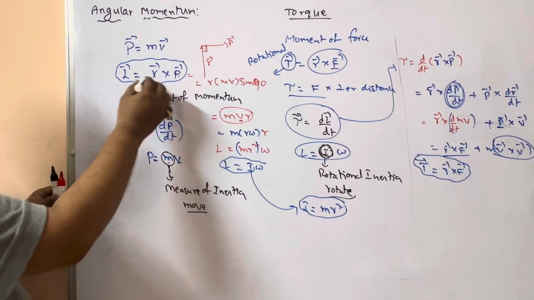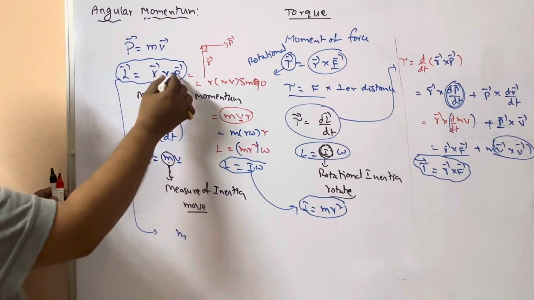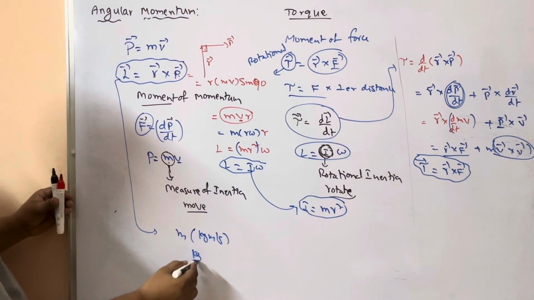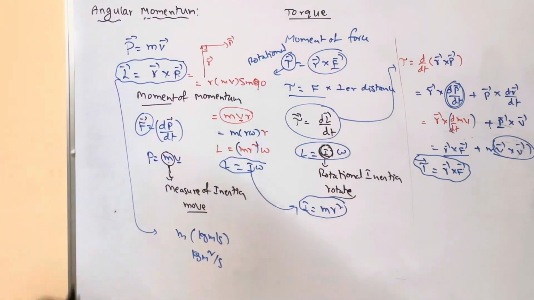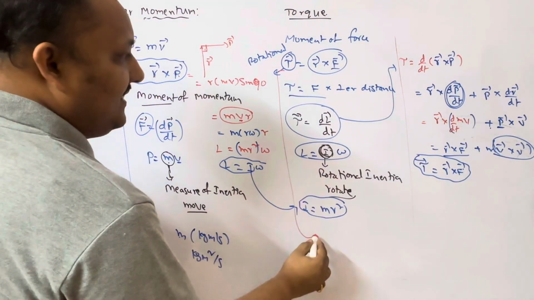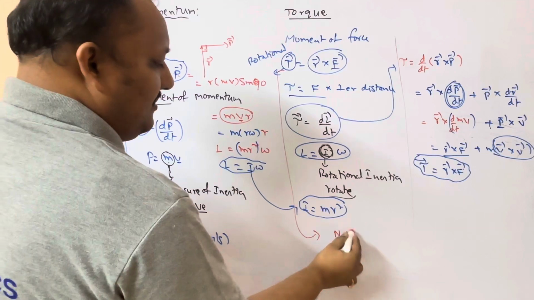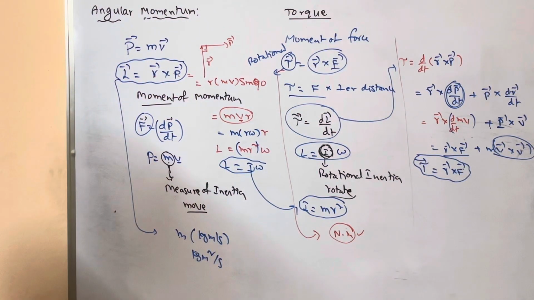If you want units for this: distance units meters, momentum units kg meter per second, so kg meter square per second. Dimension formula we can write. For torque, what are the units if they ask? Force units times distance units, Newton meter. It is like the work dimension formula.